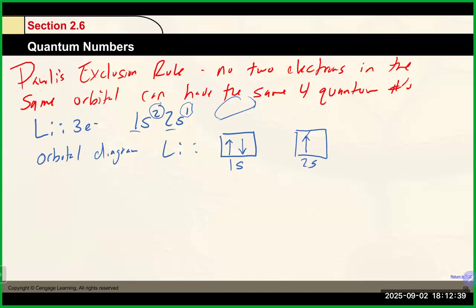The 4 quantum numbers for this electron: n would equal what in this case? 2. L would equal? You have a choice in this case, right? L can now equal 0 or 1. Can it be both numbers in this case?